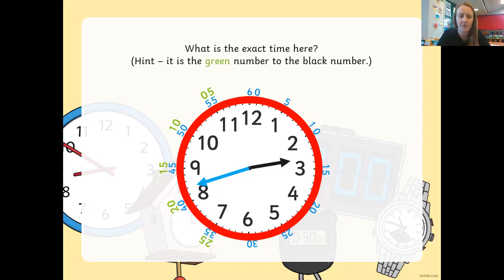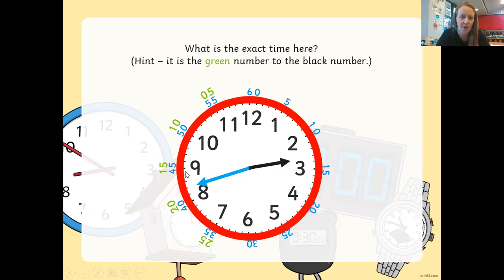18 minutes to 3. I could have done it by starting here. 5, 10, 11, 12. There are 12 increments. So I need to do 30 take away 12, half of the clock. 30 take away 10 would be 20. Take away another 2 is 18, giving me the same answer, 18 minutes to 3.